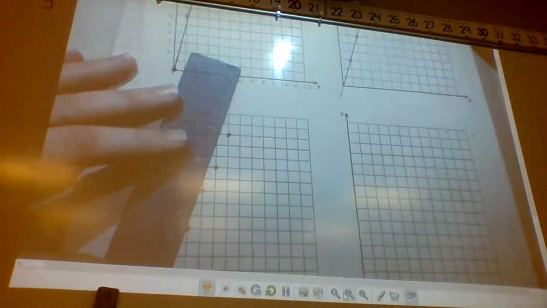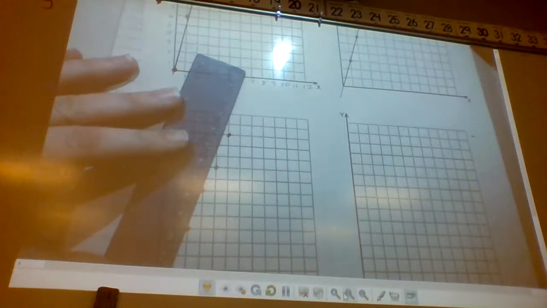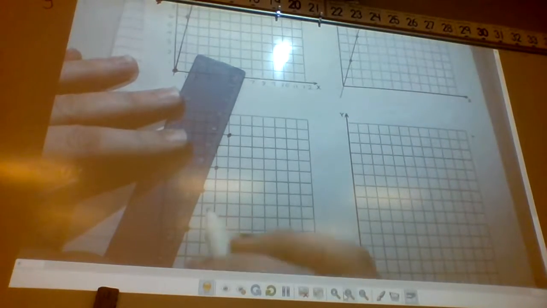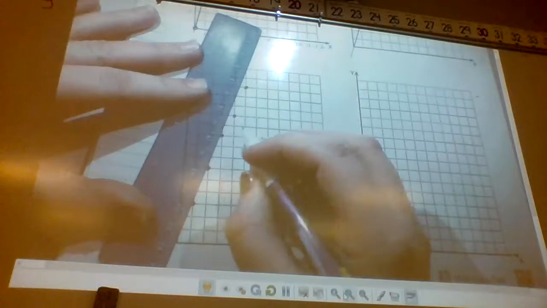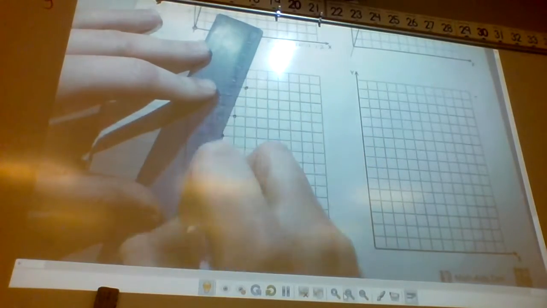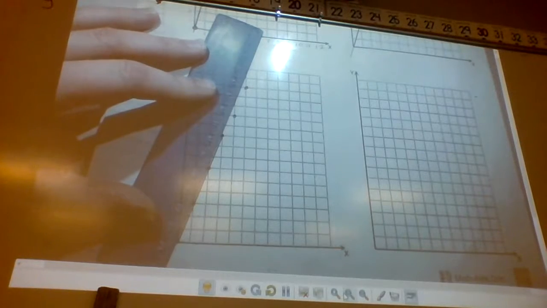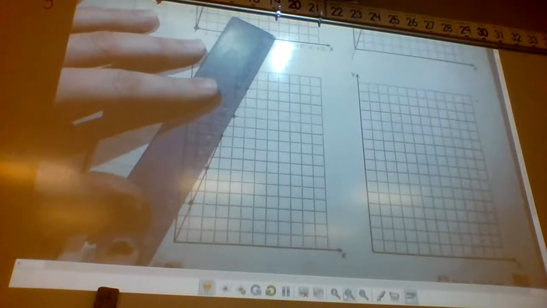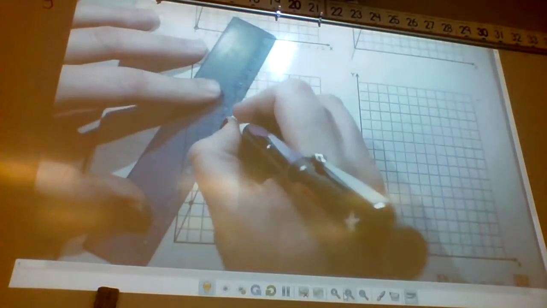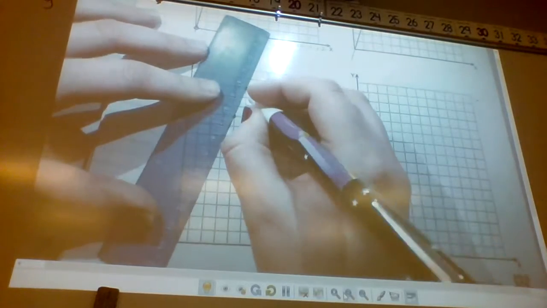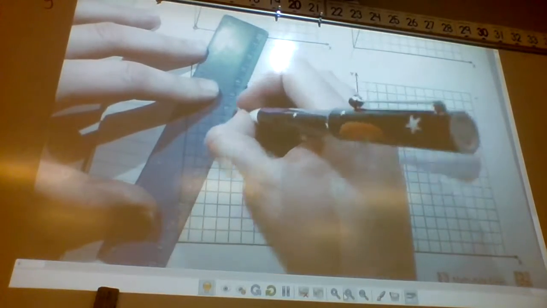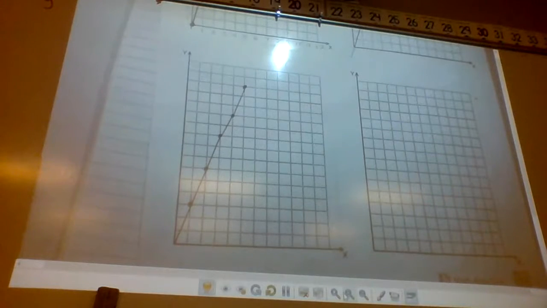Play connect the dots. Will you draw the line, connect the dots? But look, I have to adjust my ruler to connect two of them, and then adjust it again to connect these two. Is that really a straight line?